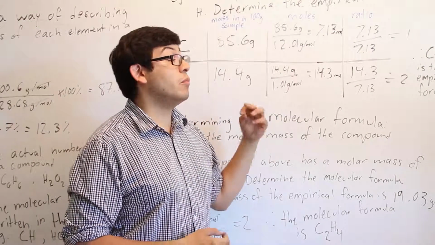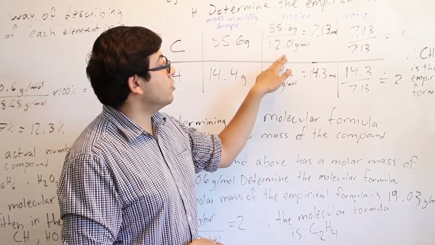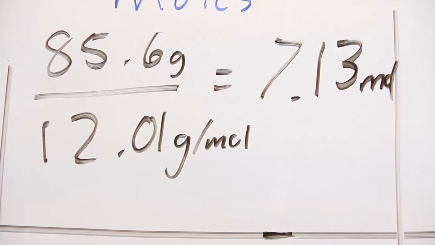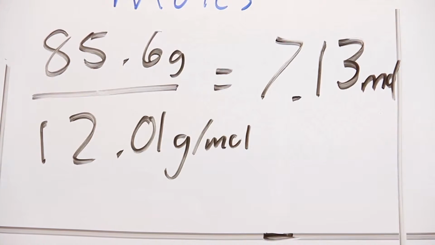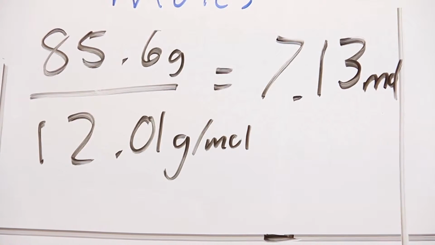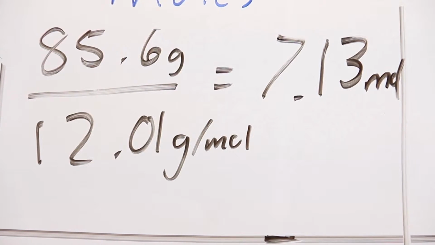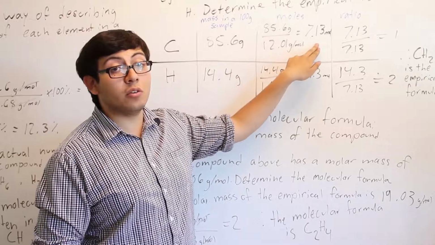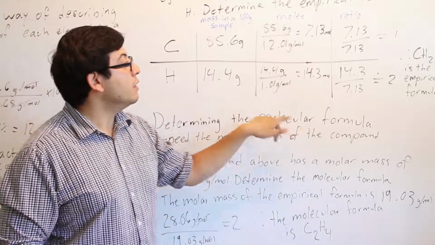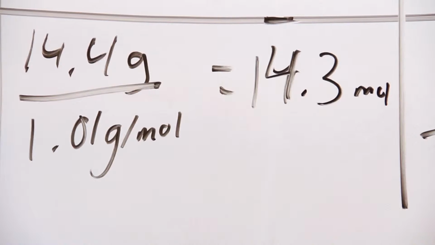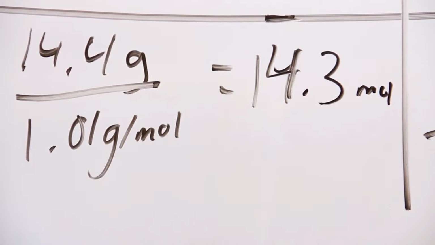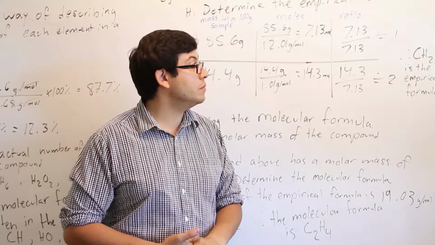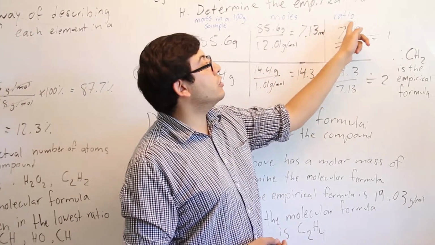Next we need to figure out the number of moles of carbon and hydrogen. Remember, figuring out the number of moles is just the mass divided by the molar mass. The mass of carbon in our sample is 85.6, and the molar mass of carbon, which we just get off the periodic table, is 12.01 grams per mole. When we do the math, we get 7.13 moles of carbon in our sample. Same thing with hydrogen. We have 14.4 grams divided by 1.01 grams per mole, giving us 14.3 moles of hydrogen in our sample.